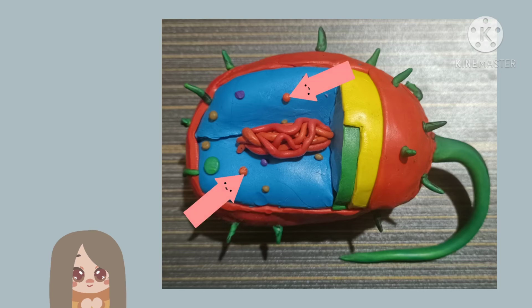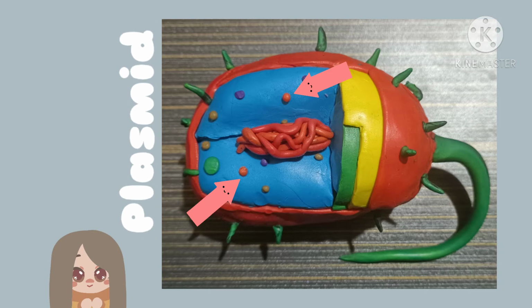These red dots you see on the 3D model are called the plasmid. A plasmid is a small circular piece of DNA that is different from the chromosomal DNA, which is all the genetic material found in an organism's chromosomes. It replicates independently of chromosomal DNA. Plasmids are mainly found in bacteria, but they can also be found in archaea and multicellular organisms.